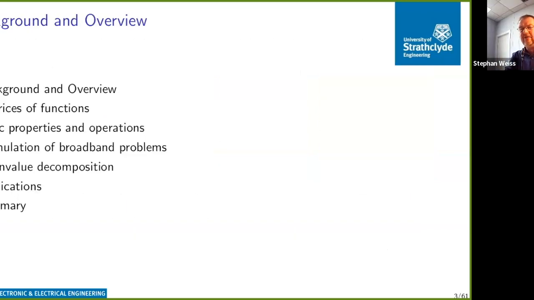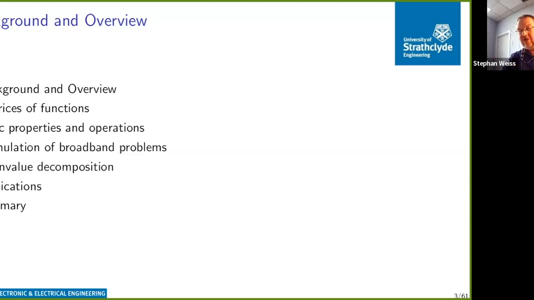To give you an idea of what I'm going to do with you over the next 50 minutes or so, having just had the background overview, I'm going to chat to you a little bit about where we encounter matrices of functions and what this is. It can be quite ubiquitous. We look at some basic properties and operations that we can perform in such constructs, and this will then lead to formulations for broadband problems. Broadband means not broadband internet connection, but broadband in the sense of perhaps signals that span several octaves and that you certainly cannot consider as narrowband anymore.